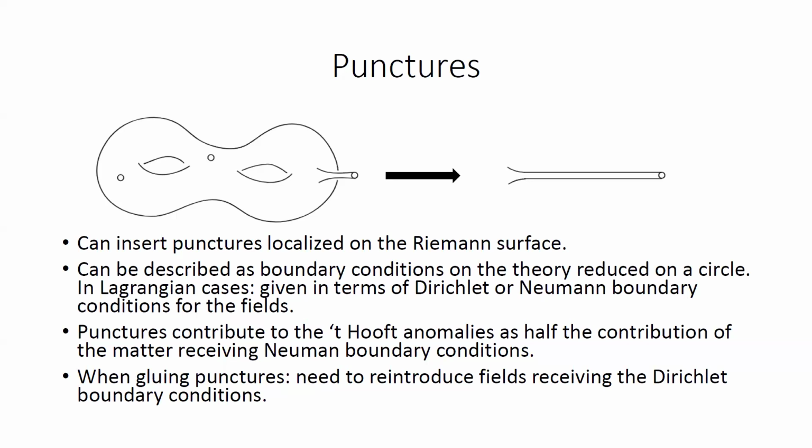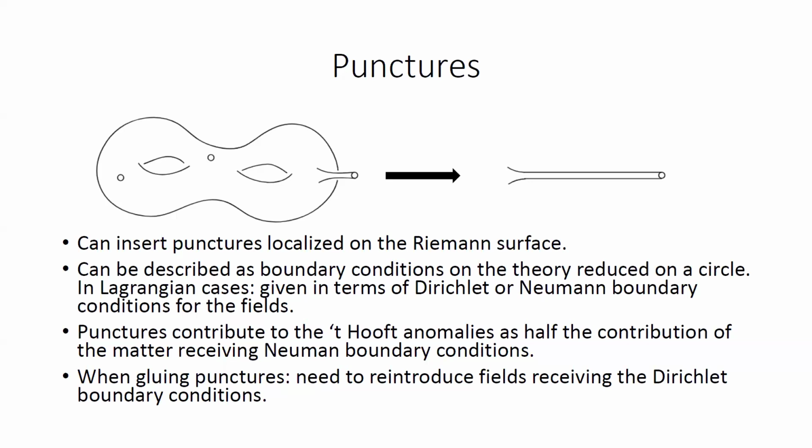They're basically given by half the contribution of the field receiving Neumann boundary condition. You can just see that if you have an interval that ends with two boundaries, then whatever received Neumann boundary condition on both sides will reduce to the lower dimension, and the anomaly should come from the two boundaries, and each one will therefore contribute half.